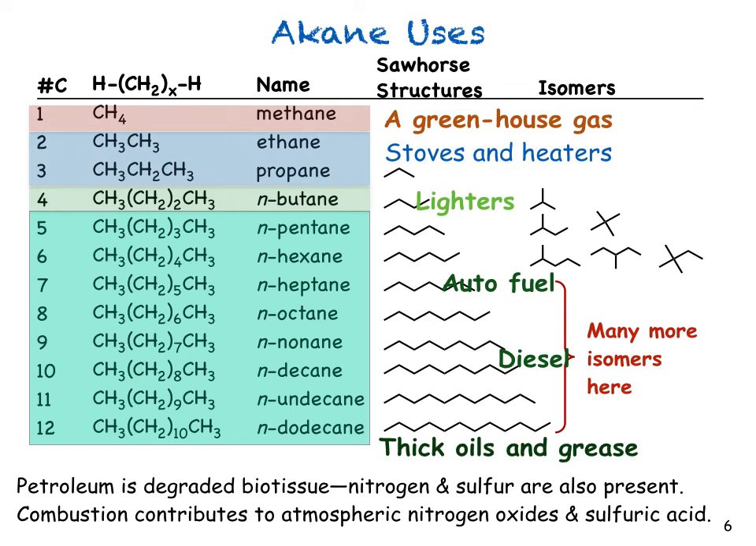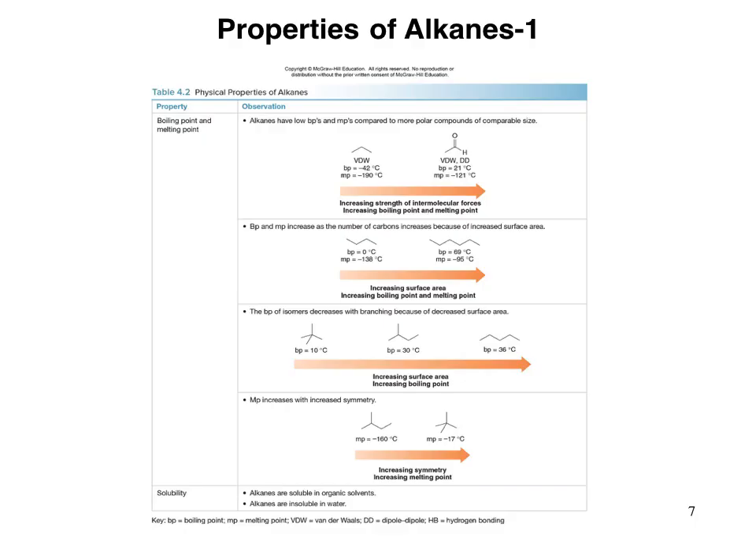Petroleum is a degraded biotissue, and so there's also nitrogen and sulfur present in these, and the combustion contributes to atmospheric nitrogen oxides and sulfuric acid. You may have heard of acid rain. That's partly because of both of these.